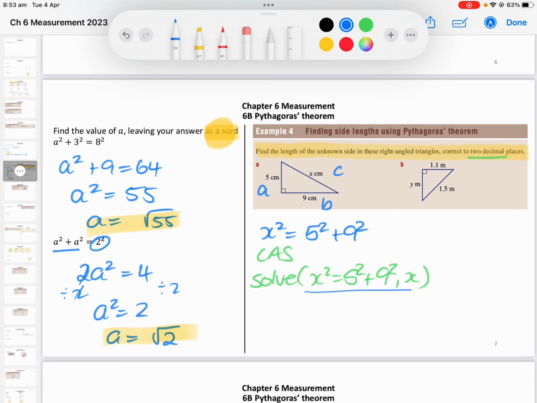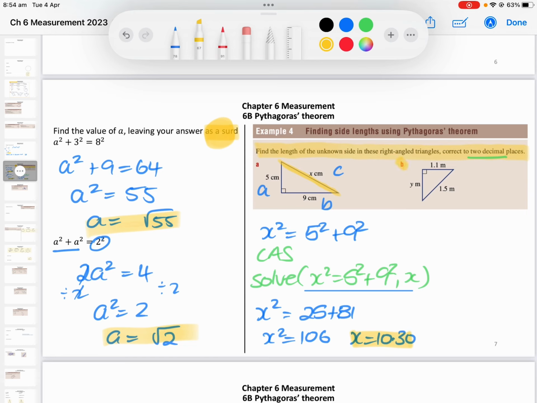If you do it this way, you will get 2 answers, because it'll give a positive answer and a negative answer. Because these are distances, it's always going to be positive, so you'll only choose the positive one. Or I can just go x squared equals 25 plus 36. No, how about we try 25 plus 81. So x squared is 106, and the decimal equivalent of that to 2 decimal places is 10.30. You can check that you can do that on your calculator.